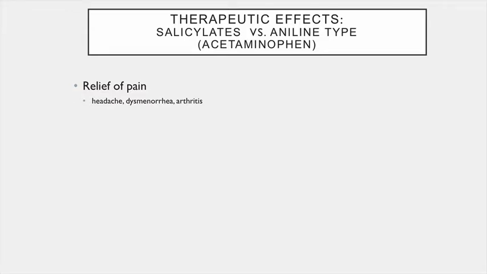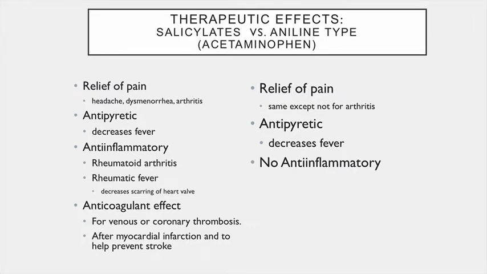So I want to first look at therapeutic effects of the salicylates versus the anilines, and again, acetaminophen being the most classic example of an aniline derivative. On the left side of this slide, we have the therapeutic effects of the salicylates. On the right side of the slide, we have the therapeutic effects of the anilines. They're analgesics, so they're all going to relieve pain, right? That's kind of a given.